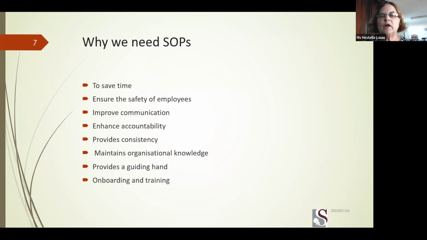And then it provides a guiding hand. They don't have to go and get somebody to ask them to help and guide them. They can use the policy, the SOP, that will guide them. So they've got the guiding hand from the SOP. And then on onboarding and training, I've mentioned how you can use that SOP for training purposes.